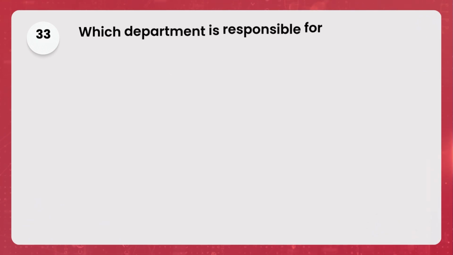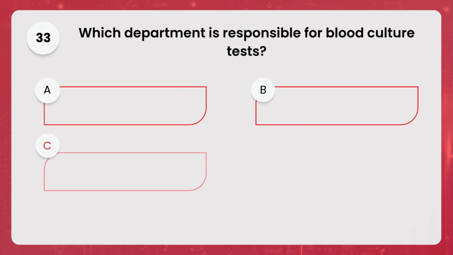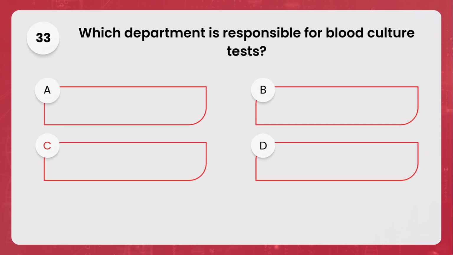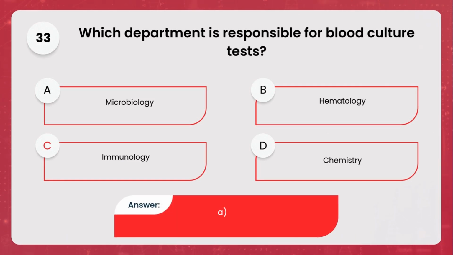Number 33. Which department is responsible for blood culture tests? A, microbiology. B, hematology. C, immunology. Or D, chemistry? The answer is A, microbiology.